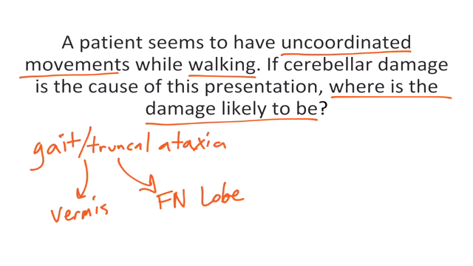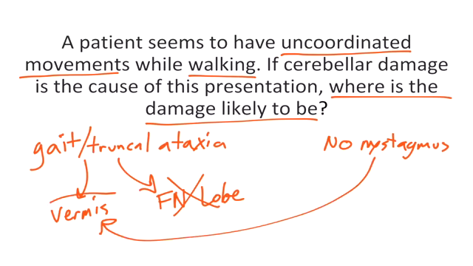Now, without more information, you can't really know which of these two it is. However, if I told you that on clinical exam the patient has no nystagmus, you would then no longer suspect the floccular nodular lobe. Instead, you would just think it's the vermis.